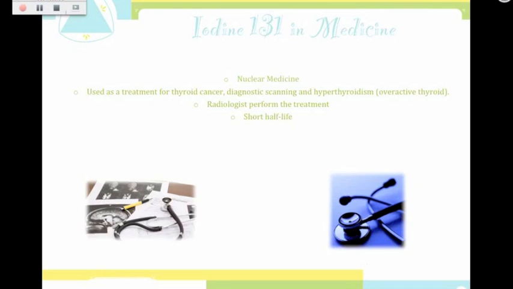Iodine-131 is a form of nuclear energy and is used for medical purposes. This isotope can be used to treat thyroid cancer and hypothyroidism. Iodine-131 is also used for diagnostic scanning. A radiologist will be able to treat these conditions. Iodine-131 is the most efficient isotope for use in medicine because it has a very short half-life of 8 days.